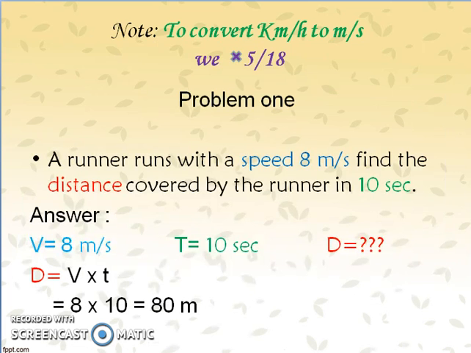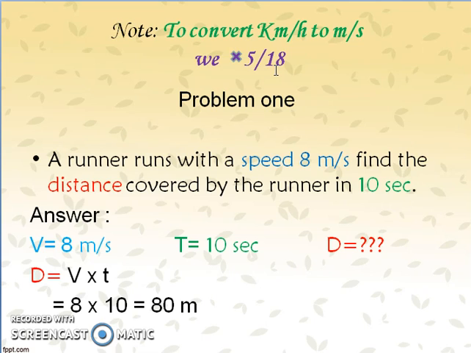So a big note here: when you convert kilometer per hour to meter per second, we multiply by 5 divided by 18. This is important, guys, because sometimes they give you the units in kilometer per hour and you want to find the answer in meter per second. So you have to study this well. You have to multiply by 5 divided by 18.